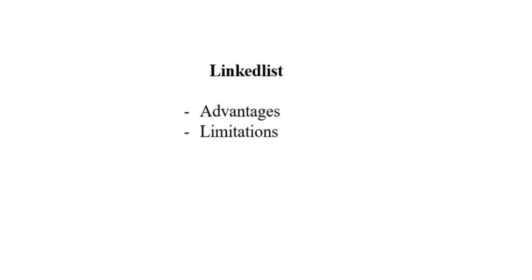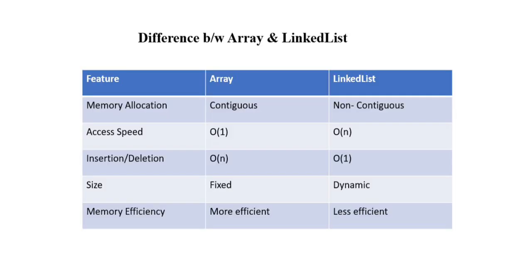Coming to the limitations, first is slow access. If you want to get to the 10th element, you have to traverse from the head checking each node. And we need extra memory, because each node needs separate space for the pointers. So this is all about arrays and linked lists. Now let's compare both of them.